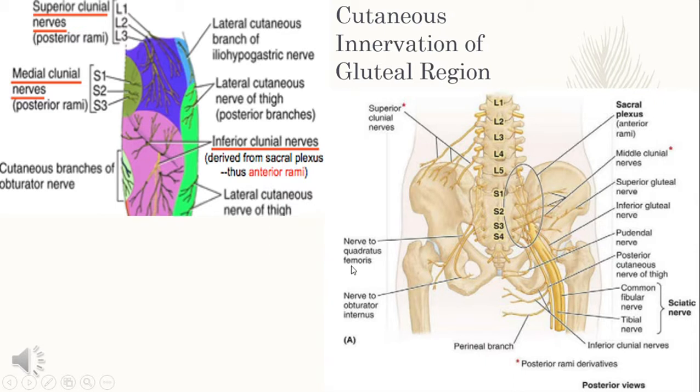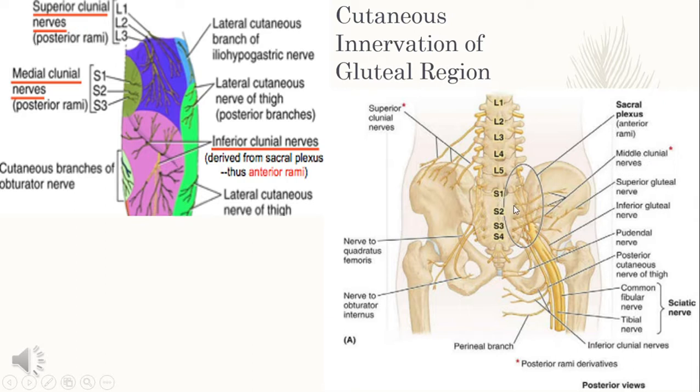The skin of the gluteal region is supplied by three main groups of cutaneous nerves. First of all, you can see superior cluneal nerves arising from the dorsal rami or posterior rami of L1, L2, and L3. They travel along the posterior abdominal wall and cross the iliac crest to reach the upper part of the gluteal region.